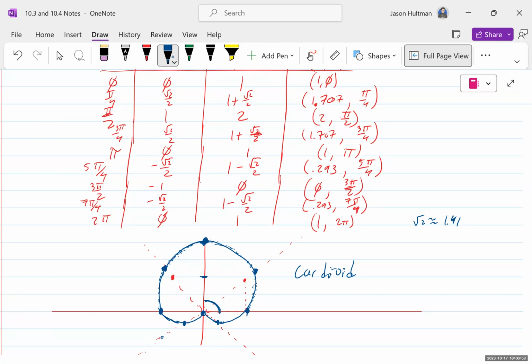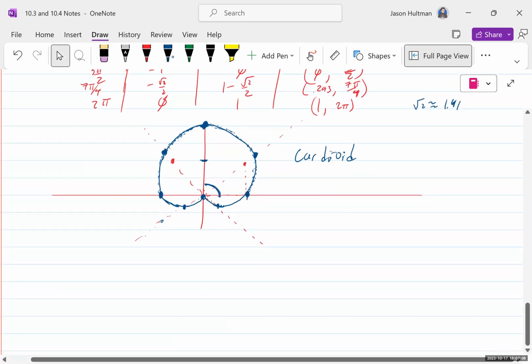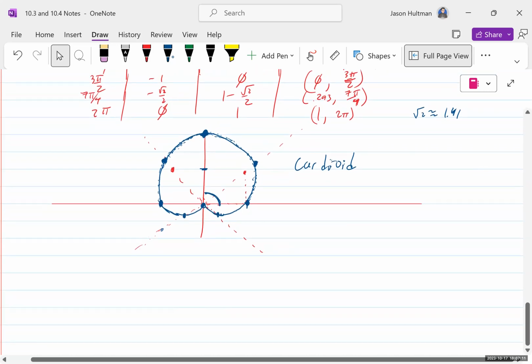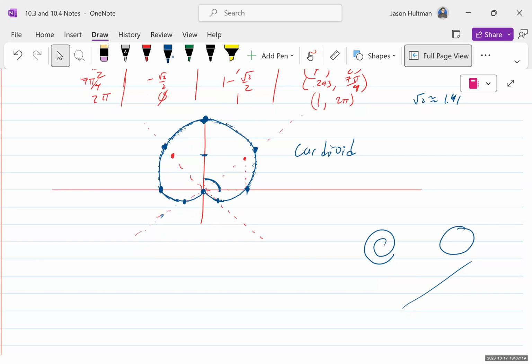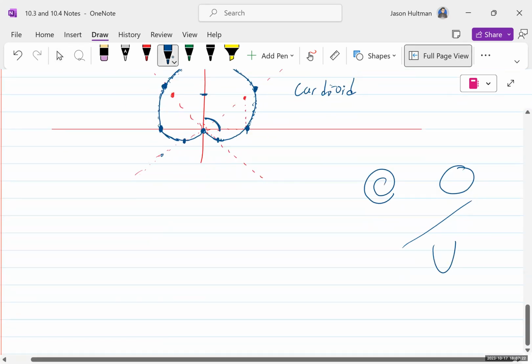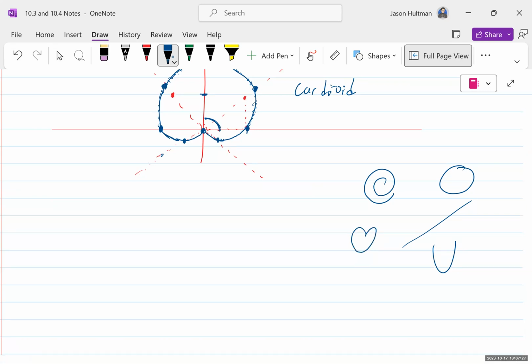And it has this kind of special shape there. There are a lot of special shapes in polar coordinates. We can have spirals, we can have circles, we can have lines, we can have parabolas, we can have cardioids, we can have what's called a limaçon, which looks like this. It's when the cardioid loops around on itself.